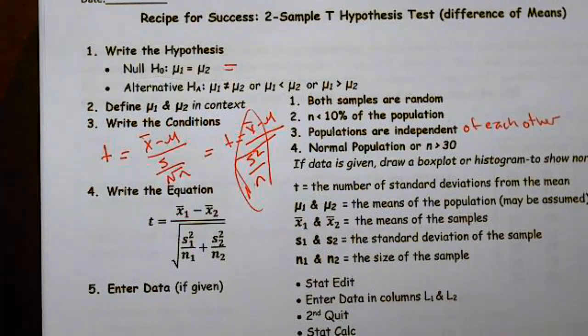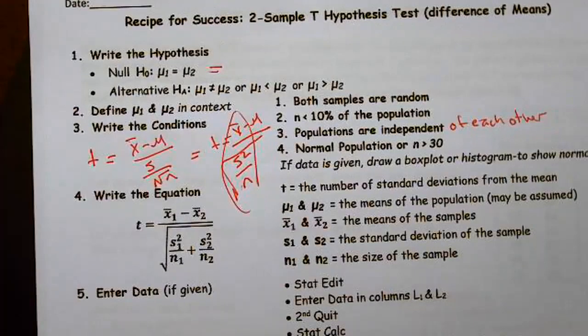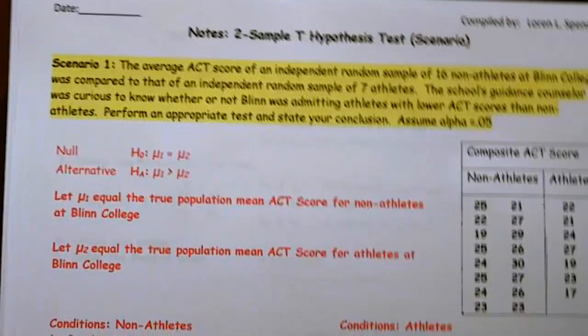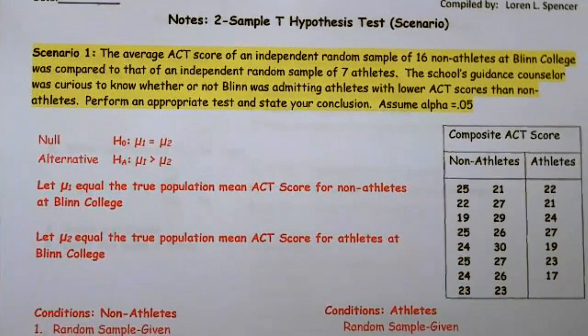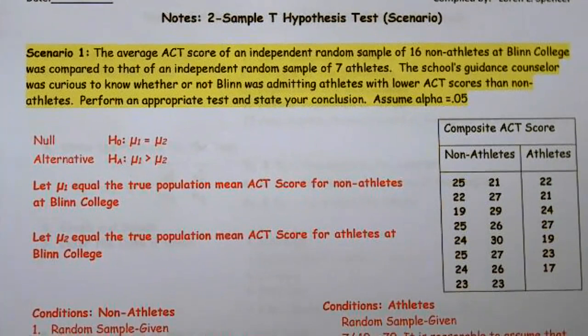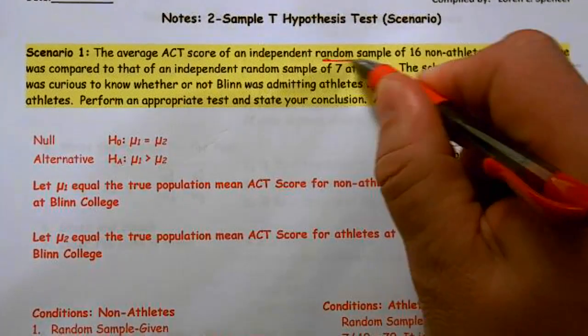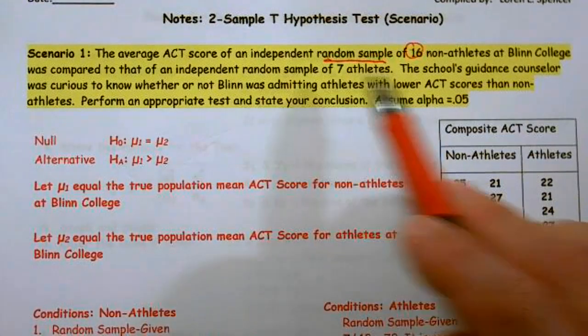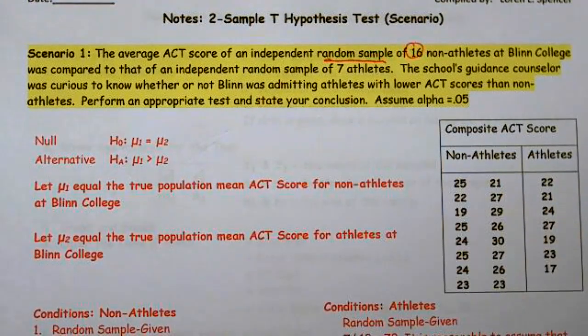All right, other than that, we probably need to move on and start carrying out a hypothesis test, because there's not substantial differences in the problems. So the average ACT scores on an independent random sample of 16 non-athletes at Blinn College. By the way, they said simple random sample. That's good. Was compared to an independent random sample of 7 athletes. The school's guidance counselor was curious to know whether or not Blinn was admitting athletes with lower ACT scores than non-athletes. Perform an appropriate test to state your conclusion.